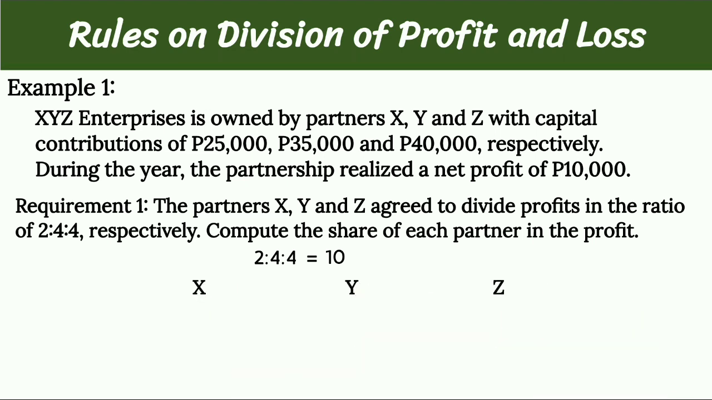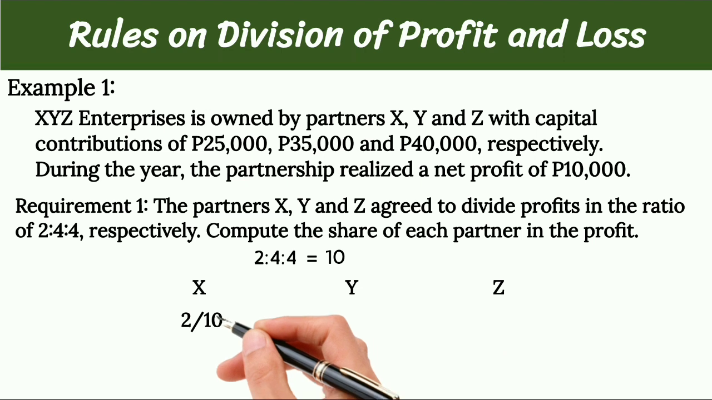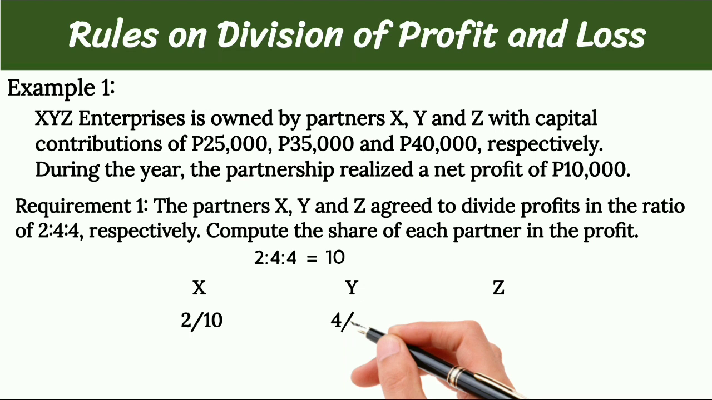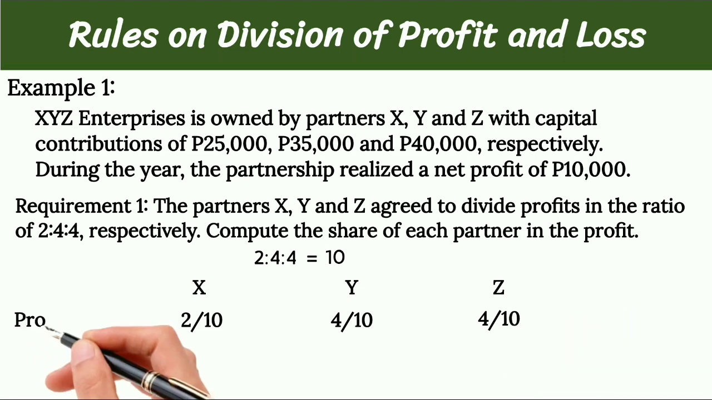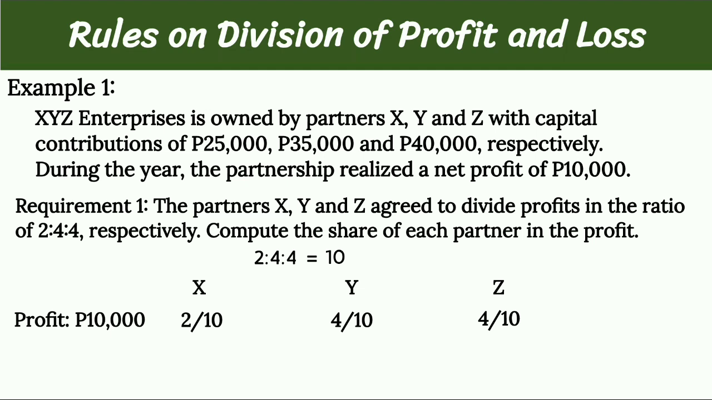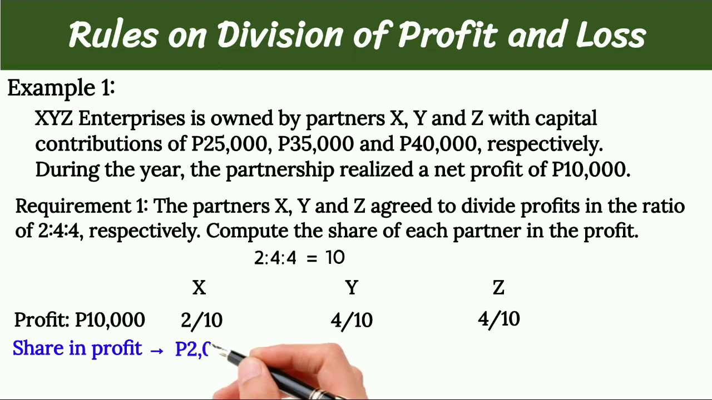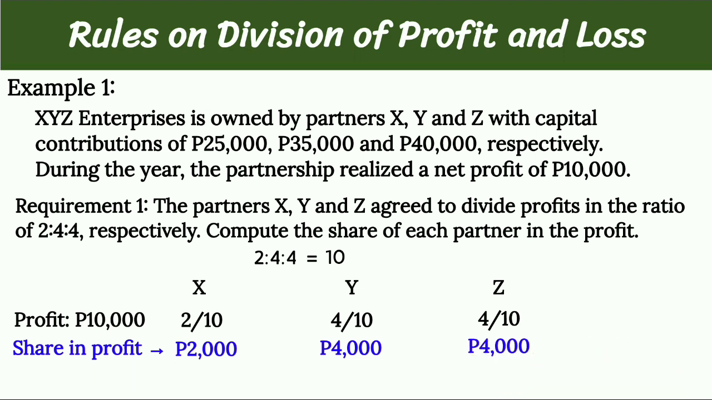Therefore, ang share ni X sa 10,000 pesos ay 2 over 10. Ang share ni Y sa 10,000 pesos ay 4 over 10. At ang share ni Z sa 10,000 pesos ay 4 over 10. Dahil ang net profit ay 10,000 pesos, sa 10,000 pesos natin imumultiply yung fractions to get the share of each partner in the profit. So for X, 10,000 pesos times 2 over 10, that is equal to 2,000 pesos. For Y, 10,000 pesos times 4 over 10, that is equal to 4,000 pesos. For Z, 10,000 pesos times 4 over 10, that is equal to 4,000 pesos.